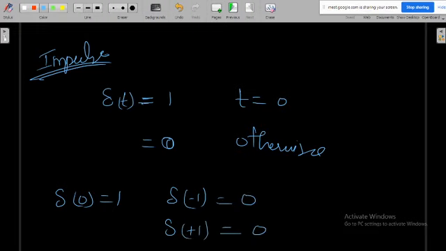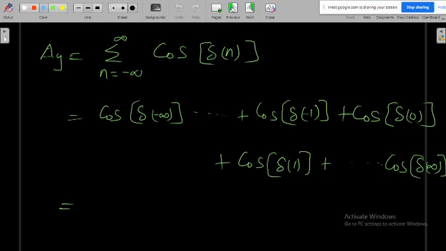Please refer to the basics. This is the definition of impulse. So what does that mean? Except at this point, in all other cases I will get 0 only. That means cos 0 plus cos 0, but in the middle I'll get cos 1.